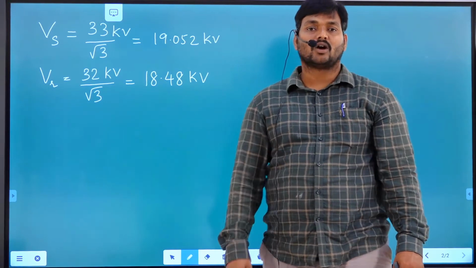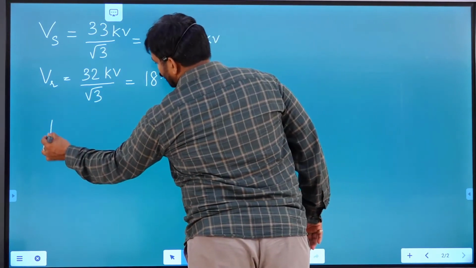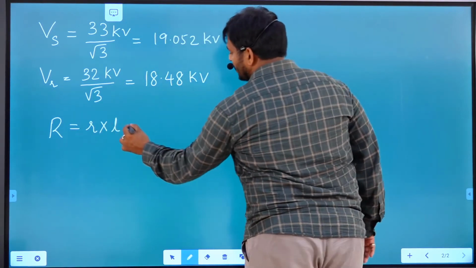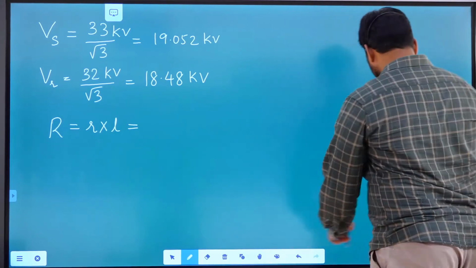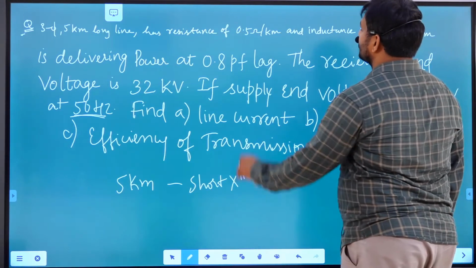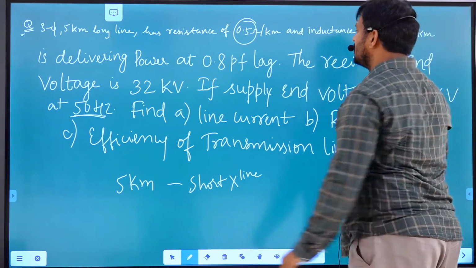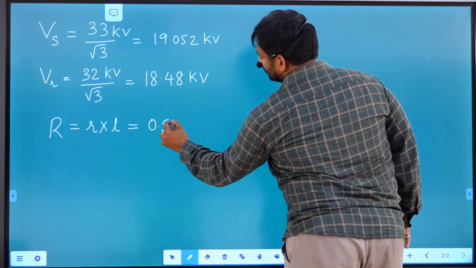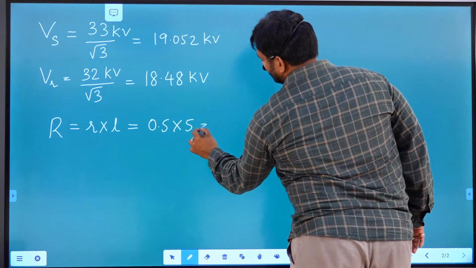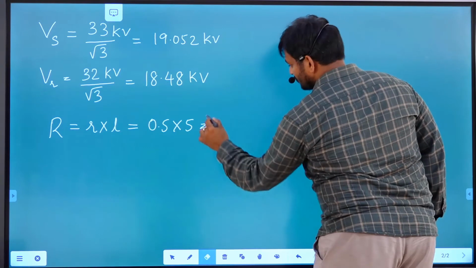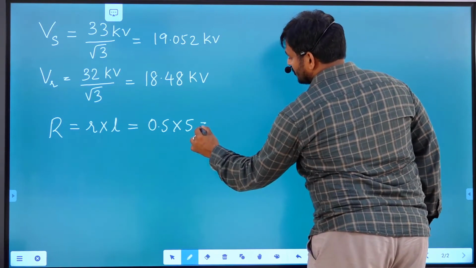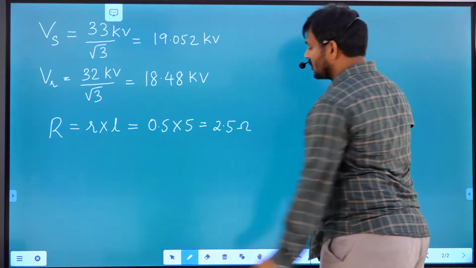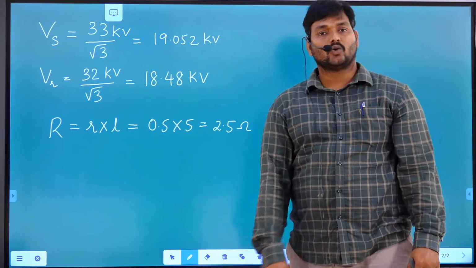Next, you have to calculate the total resistance and the total inductance, that is the reactance of the entire line. The total resistance R is equal to the resistance per unit length into the length of the line. The resistance per unit length is given as 0.5 ohms per kilometer. So 0.5 into 5 kilometers is 2.5 ohms, because per kilometer into kilometer will give you directly ohms.